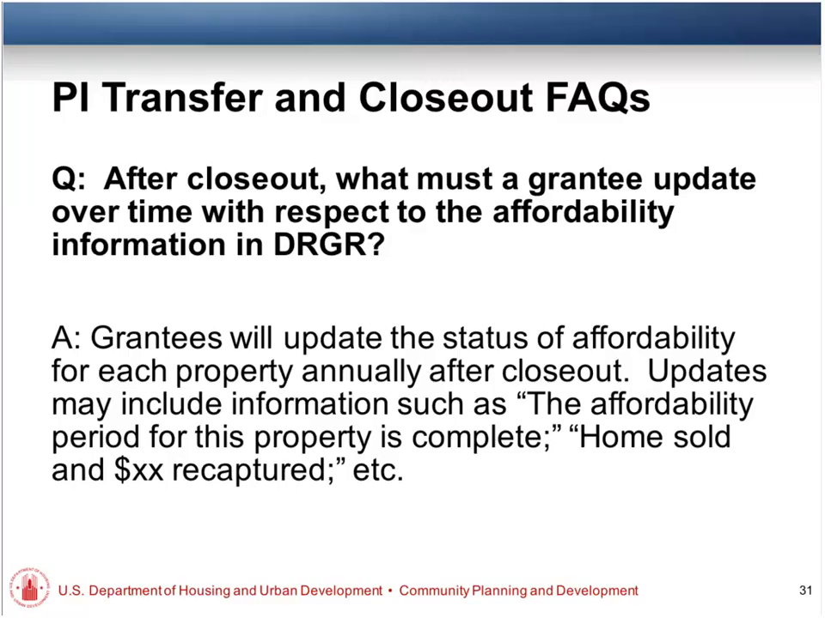So you're reporting annually. The updates on the information will include whether the affordability period for this property is complete, so the home is sold and X amount is recaptured. That's just an example. These are possibilities for what you're going to tell us. It's going to be short and sweet, in other words.